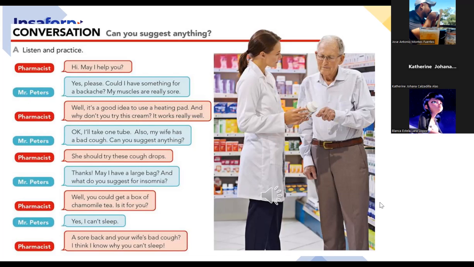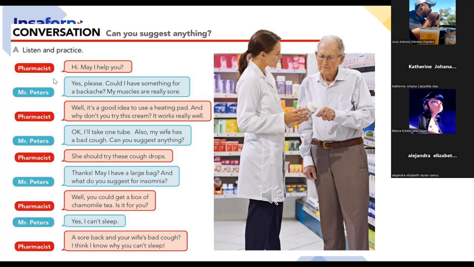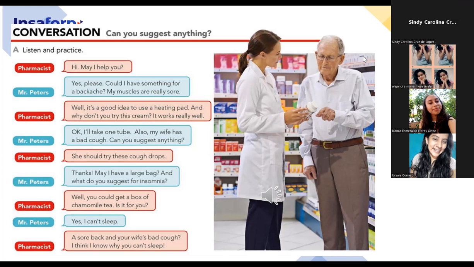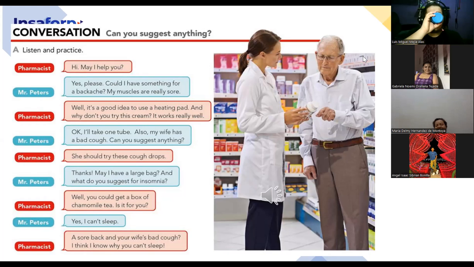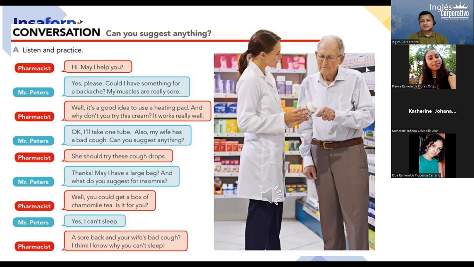Catherine Joanna. Hello, Catherine. Hello, good evening. Nice to hear your voice. Do me a favor. You're going to be Mr. Peters. Oh, no, I'm sorry. You are the pharmacist, Catherine. Jose Antonio Montes, gentlemen. Hello, how are you? Jose Antonio, hello. No? Okie dokie. What about Blanca Esmeralda Flores? Thank you. No, Blanca did it already. Right, Blanca? Okay. So you are Mr. Peters, okay, Blanca Flores? Yes. Perfect, let's begin.